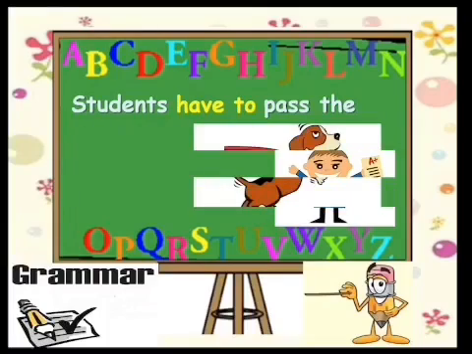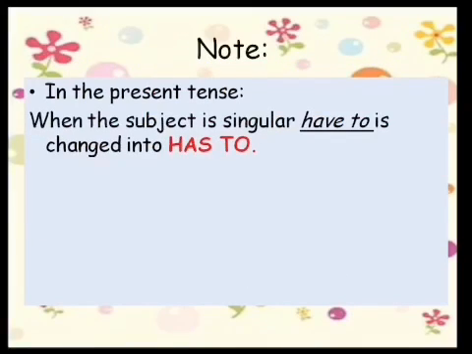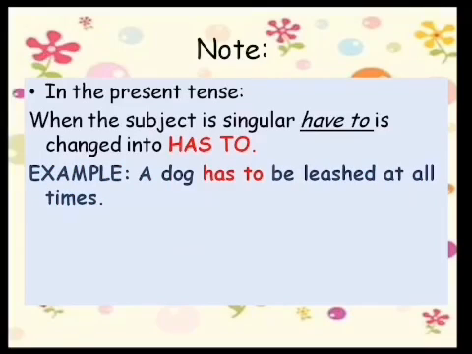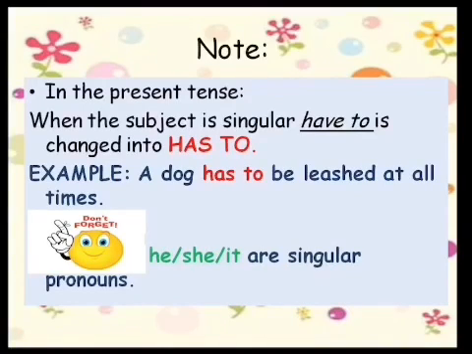Let's have another example. Dogs must be leashed at all times. They need to be leashed. What about if we replace must by have to? Dogs have to be leashed at all times. So they give similar meaning. Let's have a note. In the present tense, when the subject is singular, have to is changed into has to. Oh my God, so I can't say haves, I say has to. Let's take an example. A dog has to be leashed at all times. One dog, so it has to. Don't forget that the pronouns he, she, and it are singular pronouns.